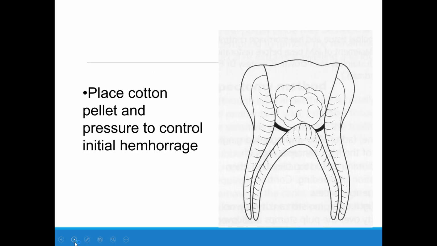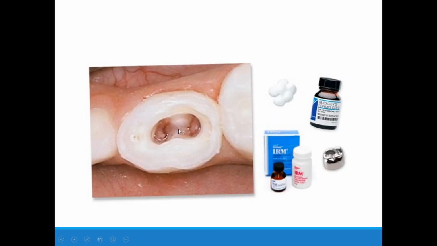Repeat again, we place cotton balls and pressure to control initial hemorrhage. I repeat it for 3-5 minutes. And after that, or instead of that, we can use just sterile cotton balls if we use MTA, or we can use cotton balls with formocresol Buckley solution. We put it for 5 minutes and then restore with IRM cement and cover with the stainless steel crown.